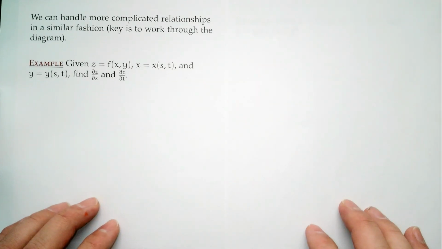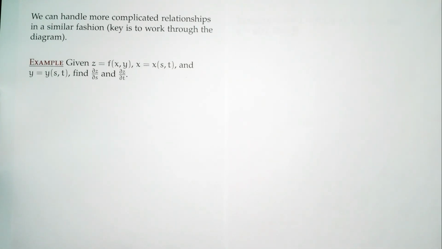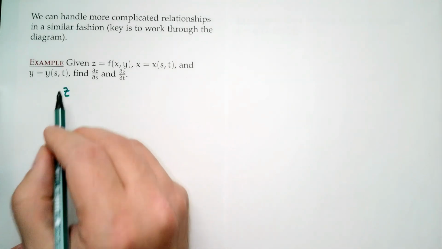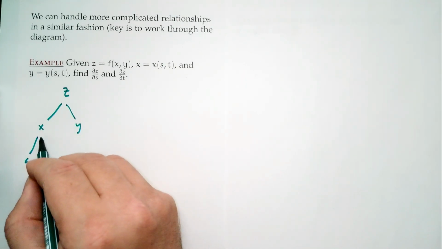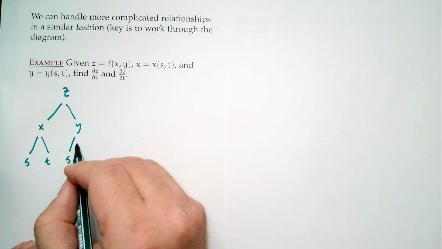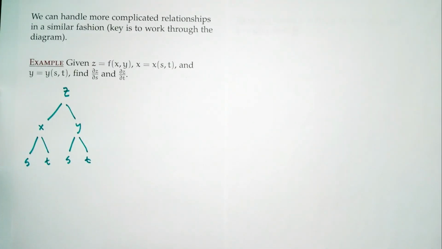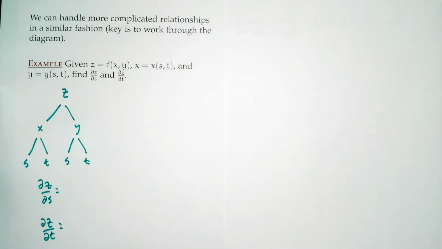Now we can, of course, handle more complicated relationships in a similar fashion and just work the diagram. So I could have here z is a function of x and y, but now x and y are actually changing with two variables, s and t. And if I want to find the relationships, what do we do? Well, we just read the diagram. So let's read the diagram. So partial z partial s and partial z partial t. Now notice we're going to use the partial symbols here because at the end of the day, what does z depend on? You go down to the bottom and you see what shows up.